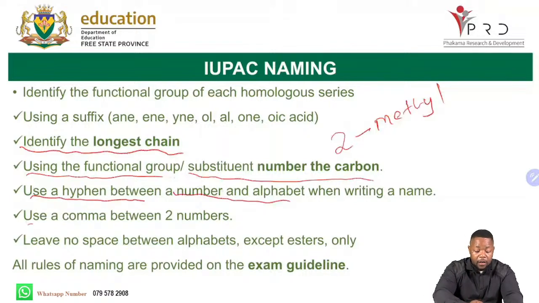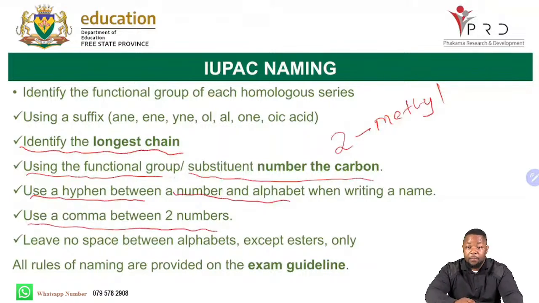And then we use a comma between two numbers. Let's say we have an organic structure with two methyl groups. Then we are going to say 2,2. It's a comma because it's between two numbers. Then a hyphen. Then it's going to be dimethyl. So it's very important that we remember that.